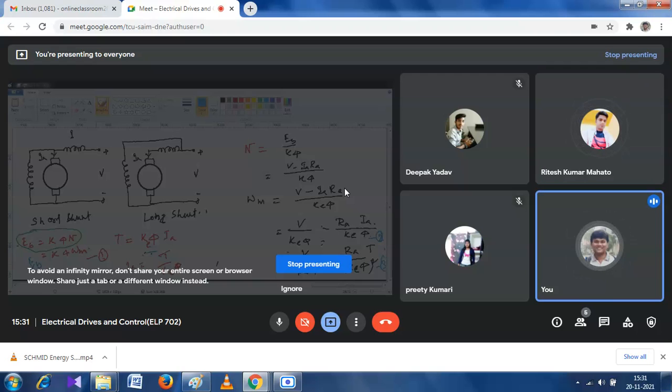In case of series motor, the field current and armature current are equal or not? Same, sir. That means equal? Yes, sir. So in case of series motor, we can say the flux depends on armature current. That means how much load is connected to the motor, that current determines the value of flux. Okay.